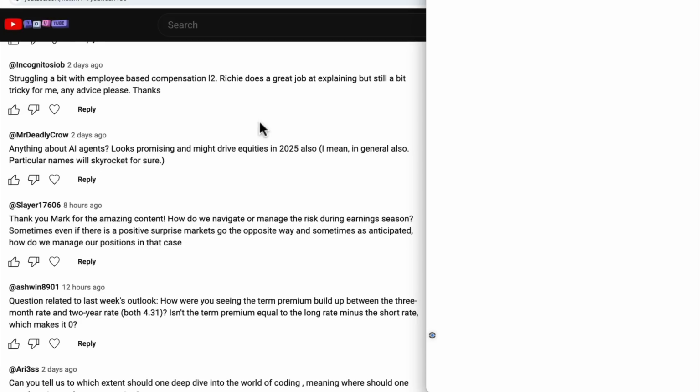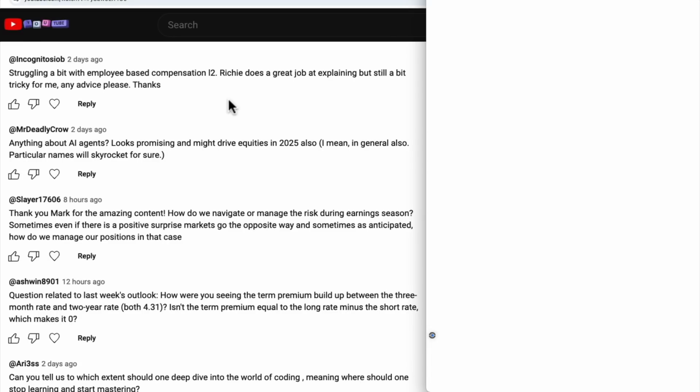Struggling a bit with employee-based compensation. Employee-based? You mean stock-based compensation, L2. Richie does a great job at explaining. It's still a bit tricky for me. Any advice? I haven't even looked at that reading.